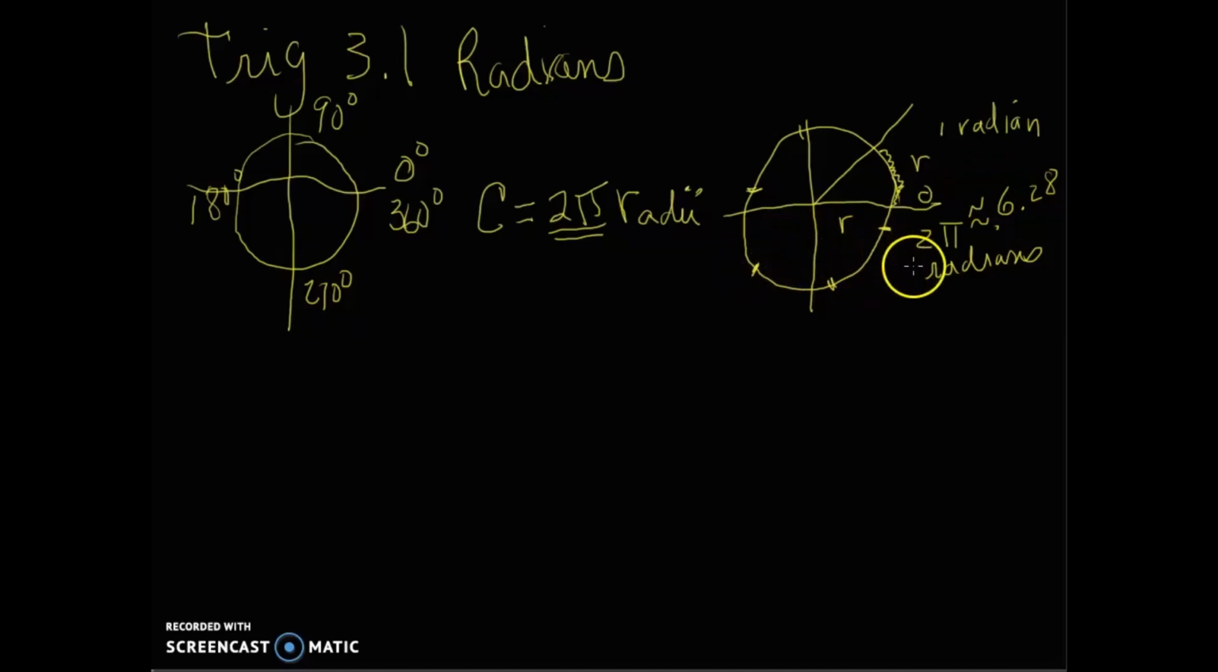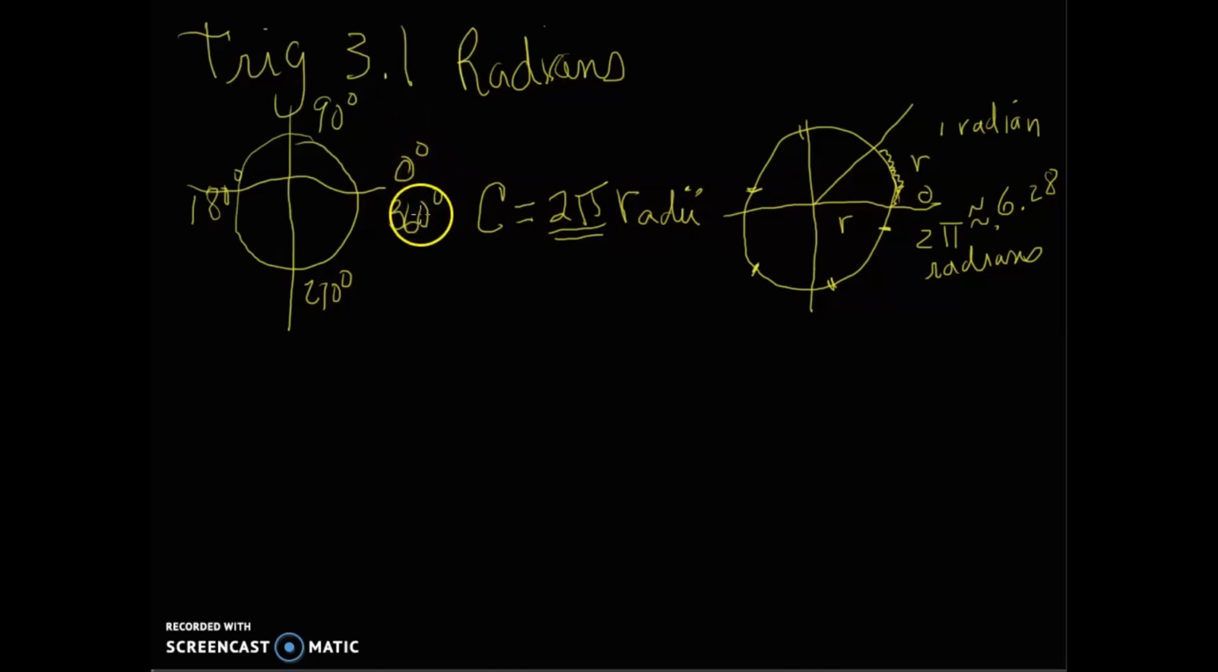Now these have an advantage in some ways over degrees because this is just a number. This is like 12 eggs, a dozen eggs. This is just the number of radii that you've measured. So it's not got this unit attached to it, this degree mark.